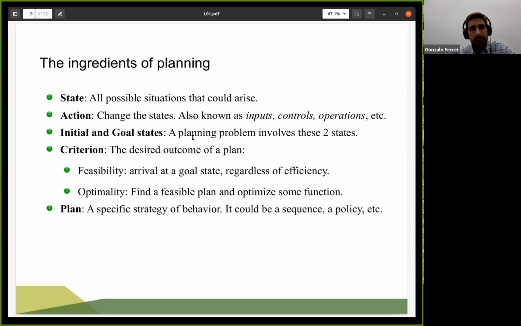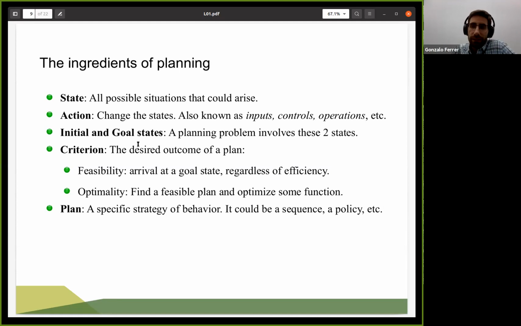Initial and goal states, right? We have discussed that this is one of the key ingredients, because you need something you start with, like the piano being outside your house, or the Rubik's cube unordered. This will be your initial state. And then you need a goal state, right? Like, how do you want this to be at the end? For instance, the piano inside, you entering a door, or solving the Rubik's cube.